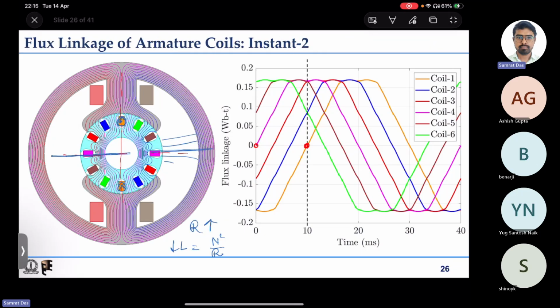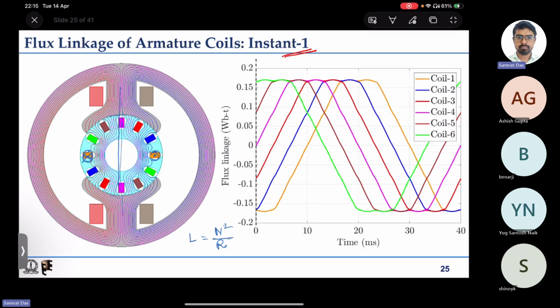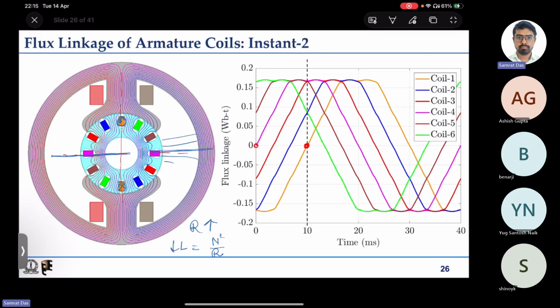So it is close to this point. So that, as at t equal to 10 millisecond, where the coil 1 is here, actually it would be somewhere here, a little ahead from that, where the coil 1 has actually come to this rotor position. That is the instant we are discussing.